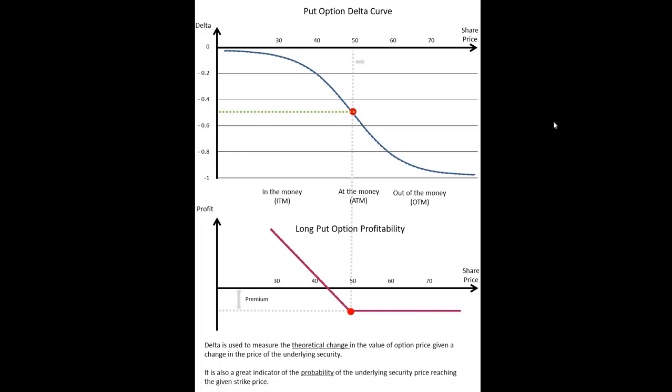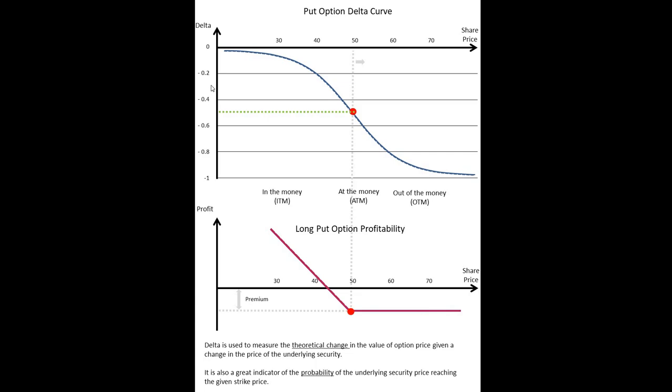Today I want to talk to you about put option deltas, and hopefully by the end of this video you're going to be able to make rational decisions and turn this knowledge into profit trading stock options. Over here on this chart, on the x-axis I have the share price, and on the y-axis I have the delta ranging between 0 and -1.